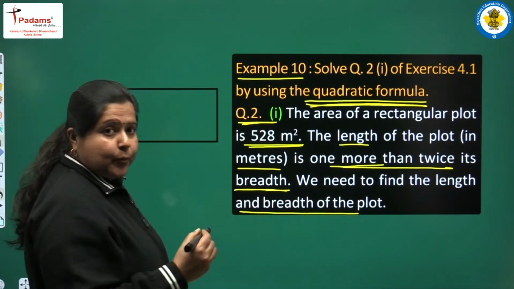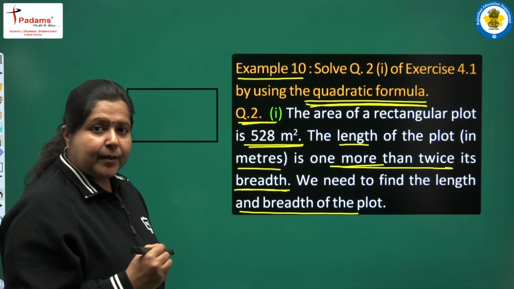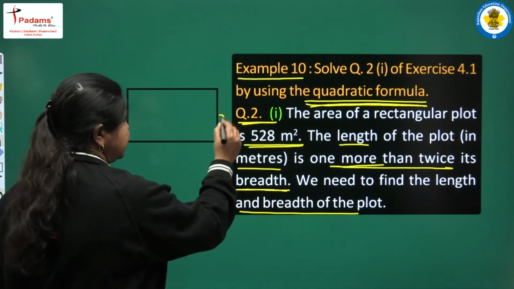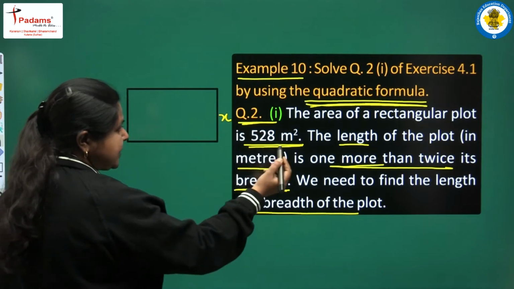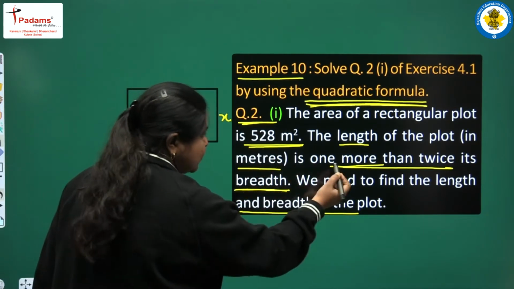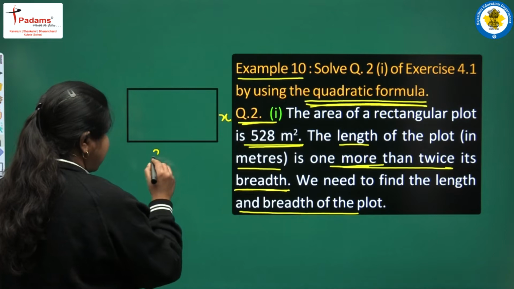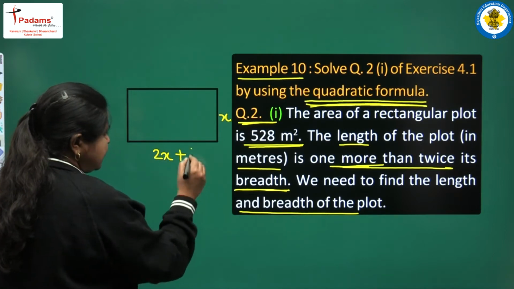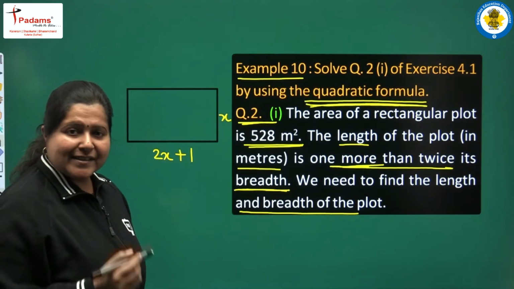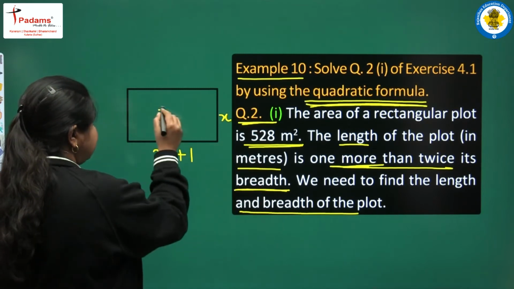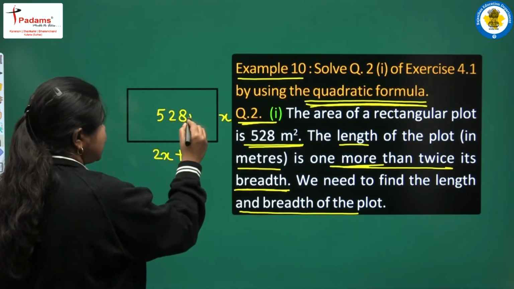its breadth. So length is dependent on breadth, and therefore we will take the breadth as x. Let the breadth be x meters. So what will the length be? It's 1 more than twice its breadth. Twice the breadth is 2x and 1 more. It will be 2x plus 1 meters, the length. And the area has been given to us as 528 meter square.